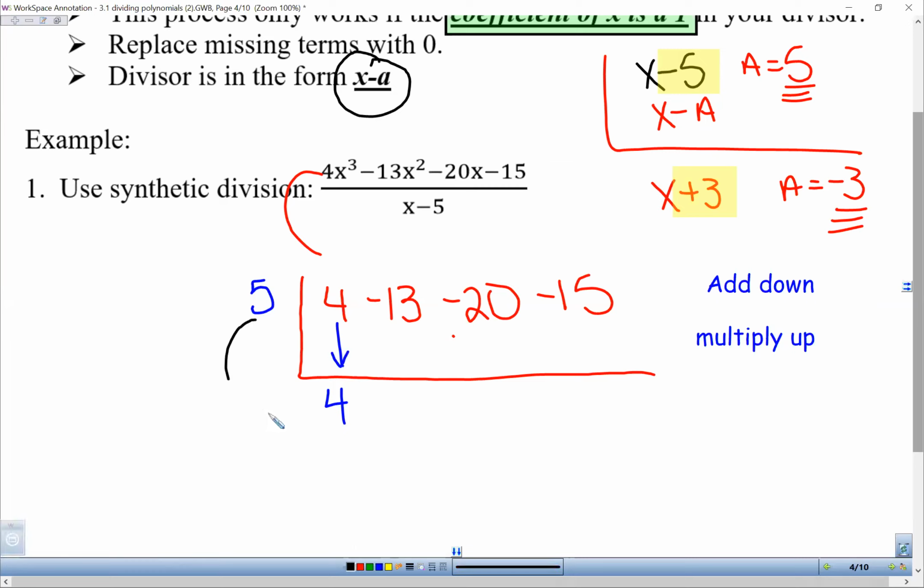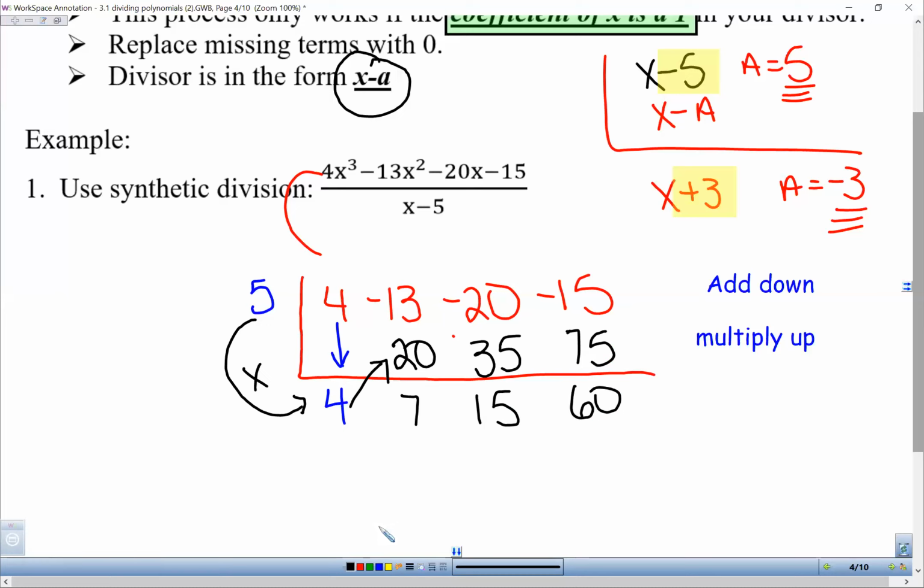And then we're going to bring the 5 over, and we're going to multiply. And it goes up to the next spot. So 5 times 4 is 20. And then we're going to add these two together. Negative 13 plus 20 is 7. And then we're going to multiply. 5 times 7 goes up here. That's 35. Add these two, we get 15. 5 times 15 goes up here. That's 75. And add these two together, we get 60.